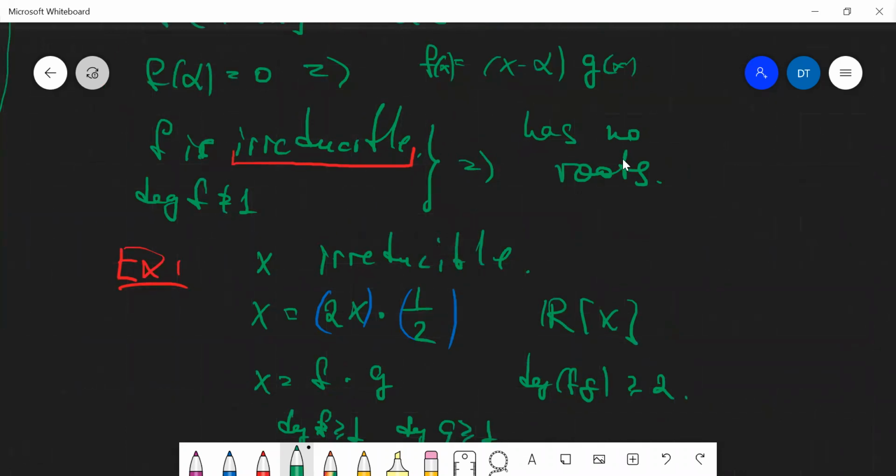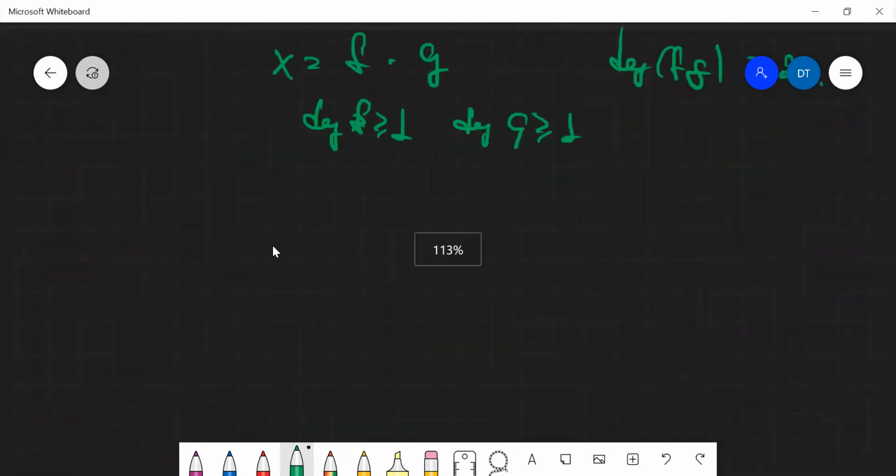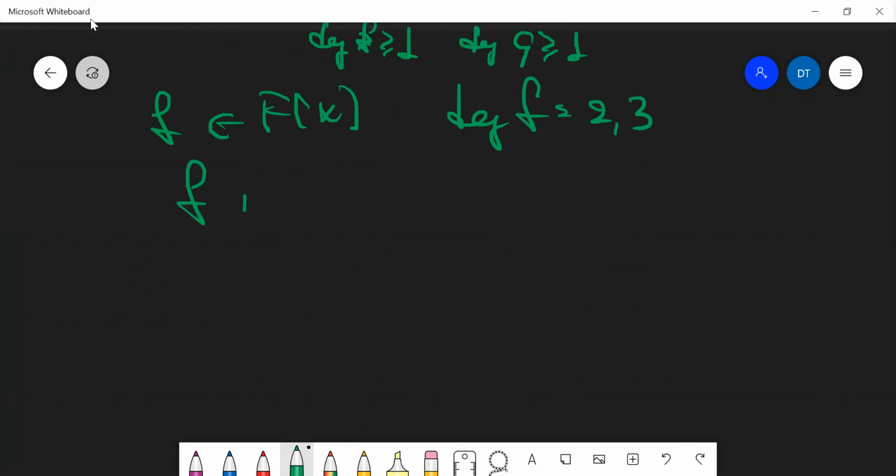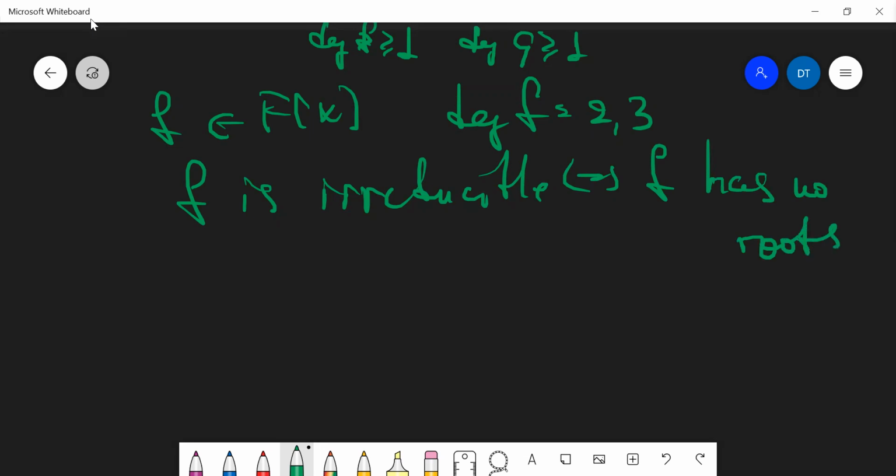Okay, so this is a necessary condition. Linear polynomials are fine, they are all irreducible. But we are interested in nonlinear irreducible polynomials, how to find them? First of all, if your polynomial is irreducible, it may not have roots. But if your polynomial has degree 2 or 3, this is a criterion. Suppose f is a polynomial and the degree of f is 2 or 3. Then f is irreducible if and only if it has no roots.